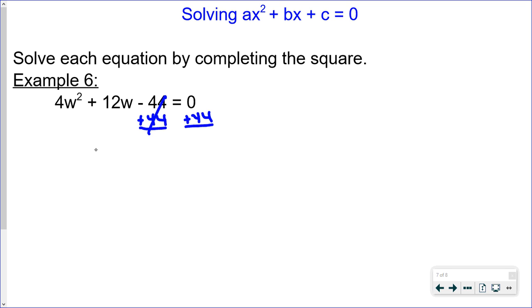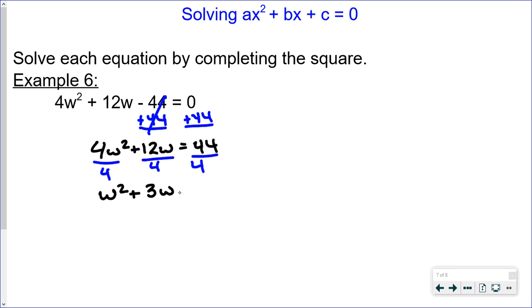So now I have 4w squared plus 12w equals 44. We need to get rid of the coefficient here, the a. Divide both sides of the equation by 4. So now I have w squared plus 3w equals 11.